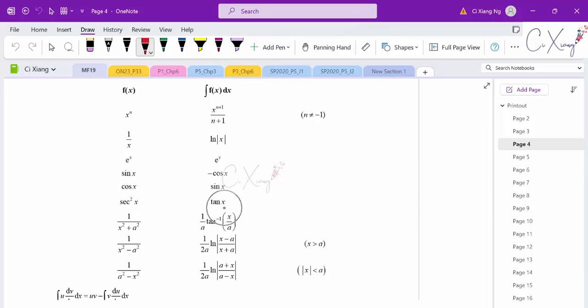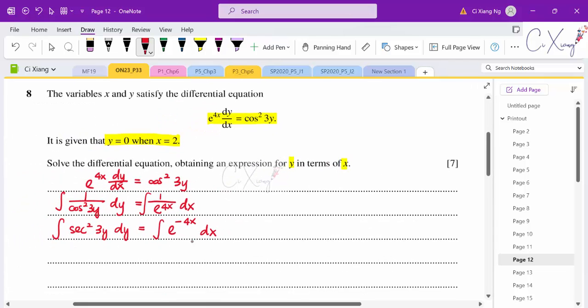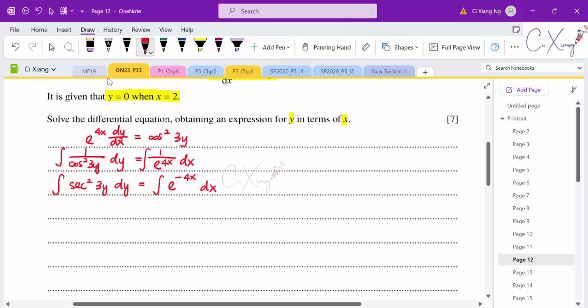Integrate secant square, you should get tangent, right? But of course, you need to know the process of integration. So after you integrate this, if let's say you're having 3x here, then your final answer should be divided by 3. Alright, so the process of integration is still very important because the formula booklet only provides us with the very basic integration formula. So from here I know integrate secant square, I will have tangent. Then how about integrate e power x? I will get back e power x. But if we go back to our example here, integrate secant square 3y, integrate secant square, I got tangent. So I will have tangent.